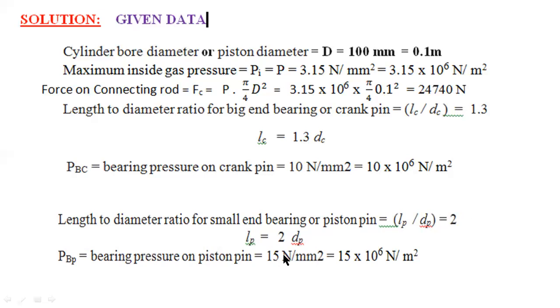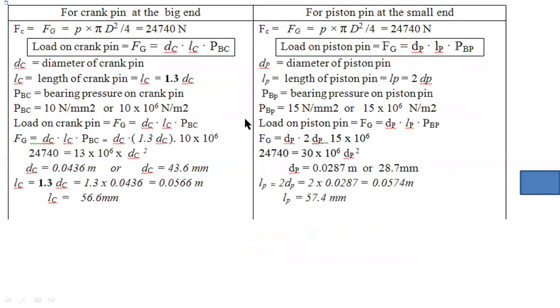Also the bearing pressure at the piston pin is PBP. PB is the suffix for bearing pressure, small p refers to the piston pin, and C refers to the crank pin. So the bearing pressure at the piston pin equals 15 megapascal. By using these data, you have to find the suitable diameter of the crank pin and piston pin. So these are the formulas for design of the piston pin.